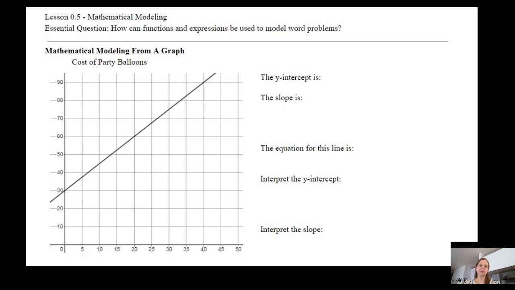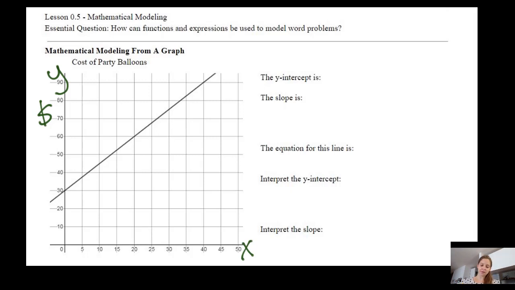And in this example, I'm going to say that y represents the cost of the balloons and x represents the number of extra balloons. So when I plan a party for my sons, often a set of balloons is included, but if I want extra balloons on top of that, I have to pay for every balloon that I want added.